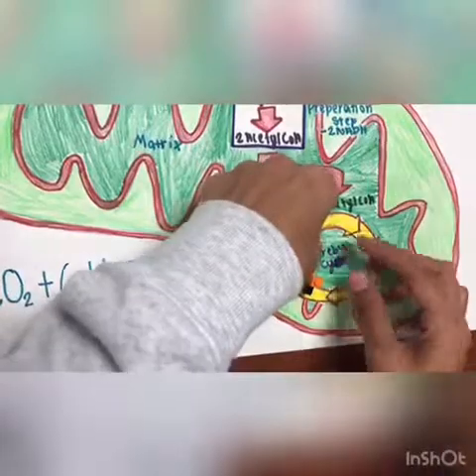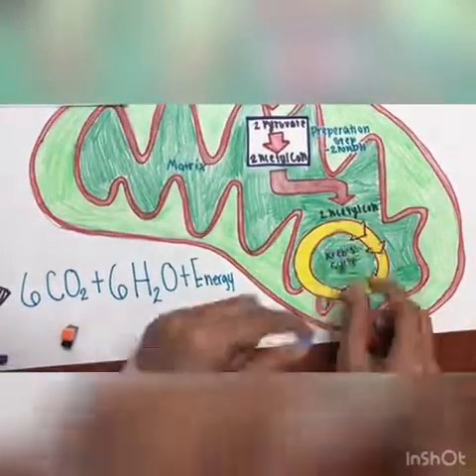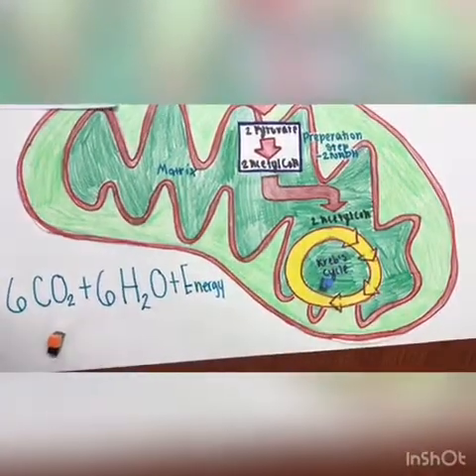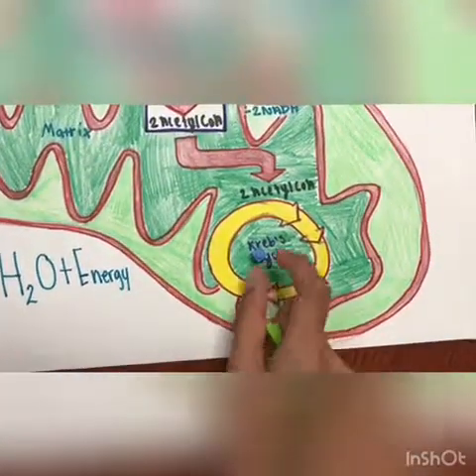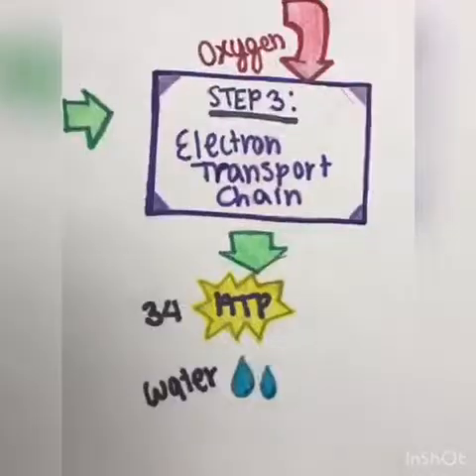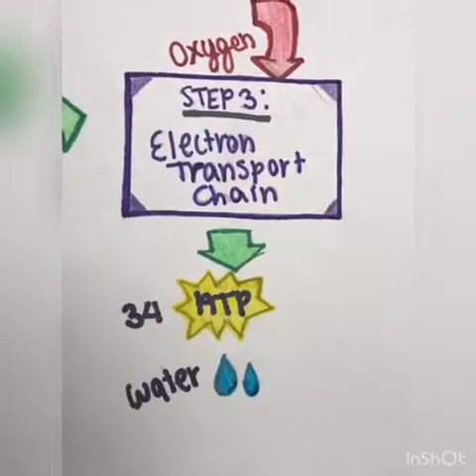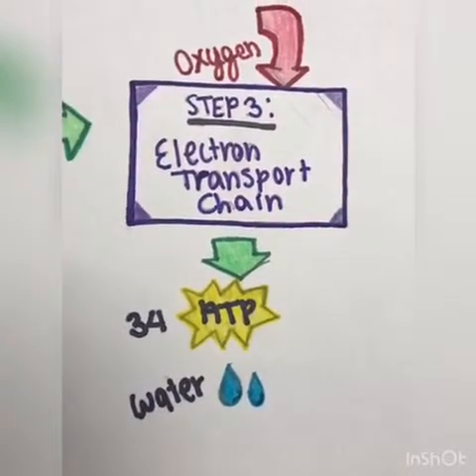2 molecules of CO2 are formed. NAD+ is converted to NADH after oxidation. This energy forms ATP from ADP and phosphate. The electron transport chain produces most of the ATP, NADH, and FADH2.